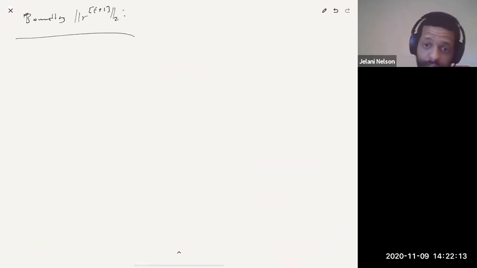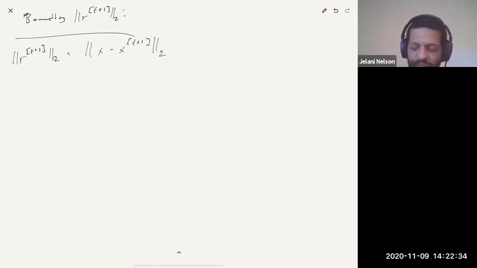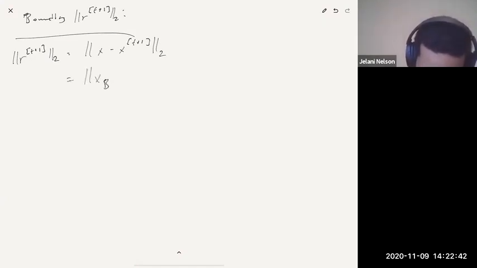Okay. So good. We're going to do some triangle inequality. So the L2 norm of r_{t+1}, by definition, is equal to the norm of x minus x_{t+1}. Now x and x_{t+1}, both of their supports are a subset of B_{t+1}. So this is equal to the norm of x restricted to B_{t+1} minus x_{t+1} restricted to B_{t+1}.